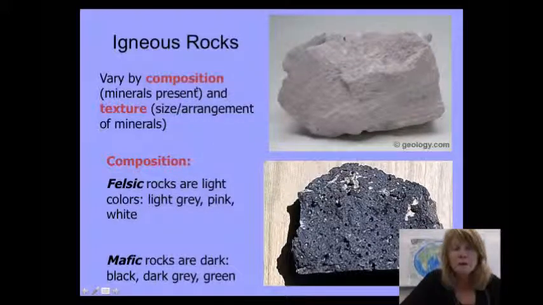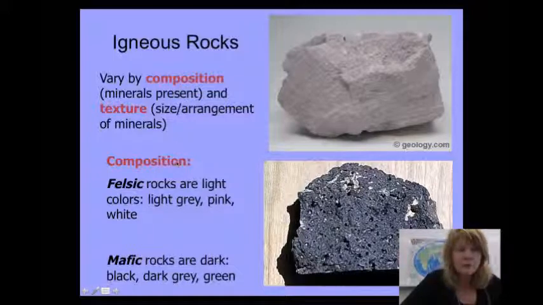So when we identify igneous rocks, we're going to do it based on two main criteria. One is the composition of the rock, what minerals are present, and I'll talk about that in this slide. And then the second thing is the texture, and the texture is not the way the rock feels, but the way the rock looks, and that's determined dominantly or almost entirely by the size of the minerals or how the minerals are arranged in the rock, and that's what the grain size has to do with.